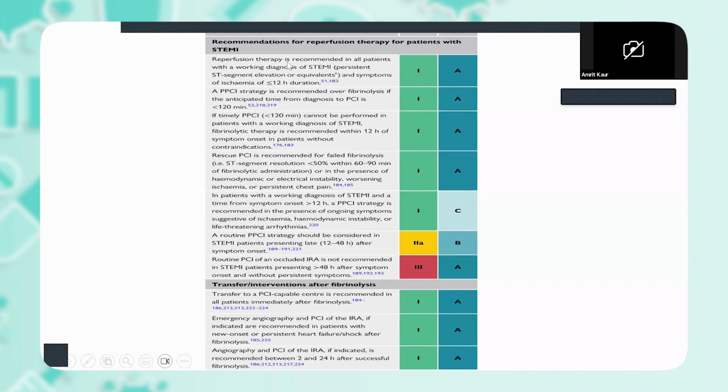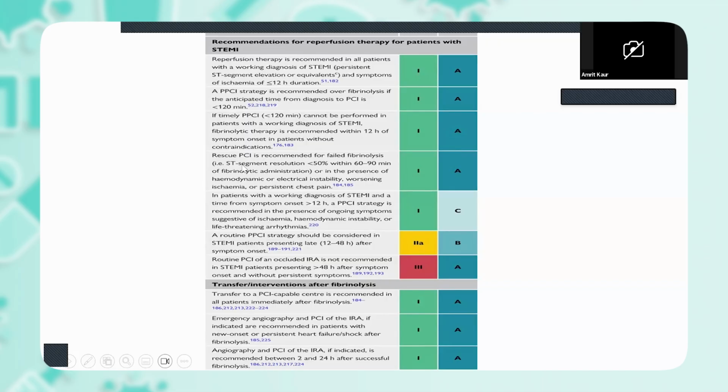So reperfusion therapy, this is about STEMI basically, is recommended in all patients who have STEMI and have come to us within 12 hours, do a PCI. Primary PCI strategy, over fibrinolysis, if the anticipated time from diagnosis to PCI is less than 2 hours. If you cannot perform it within 2 hours, fibrinolytic therapy is recommended.